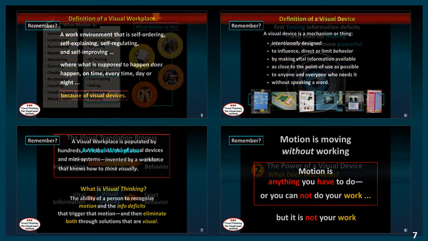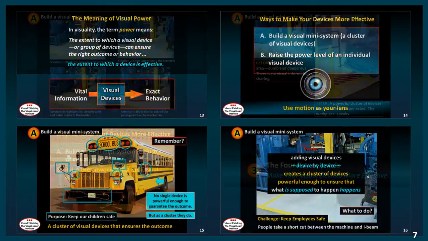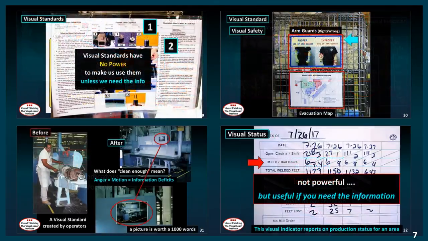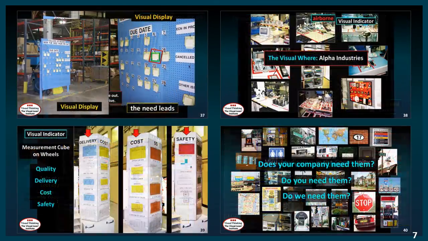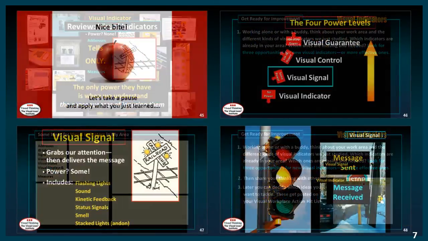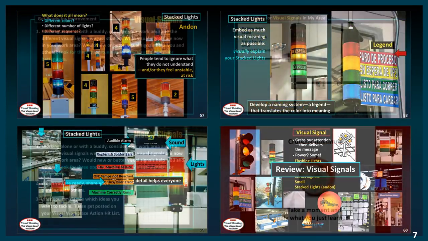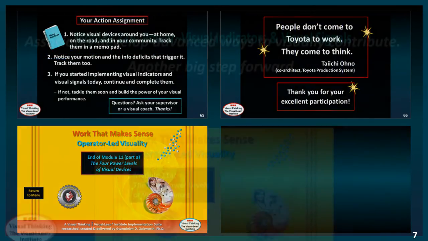Module 11A explains and explores visual indicators and signals across 66 fully animated, fully narrated slides and dozens of practical examples. By now, ace visual thinkers, your associates develop new ways to visually contribute, another big step forward.